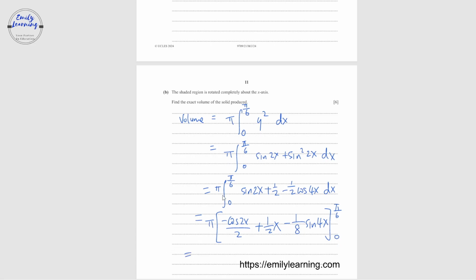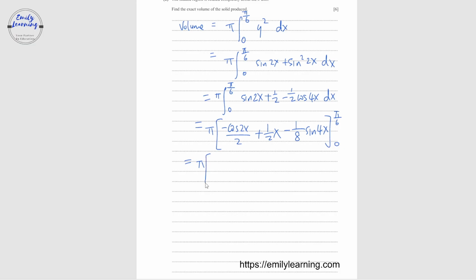Now let's sub in the values. So I'll first sub in x equals pi over 6. So I have negative cosine pi over 3 over 2, because 2 times pi over 6 is pi over 3, plus half times pi over 6 is pi over 12, minus 1 over 8 sine 4 pi over 6. Then minus, cosine 0 is 1, so it's negative 1 over 2. Then sub in x equals 0, half times 0 is 0. Then sine 0 is 0. So this is what I have here.